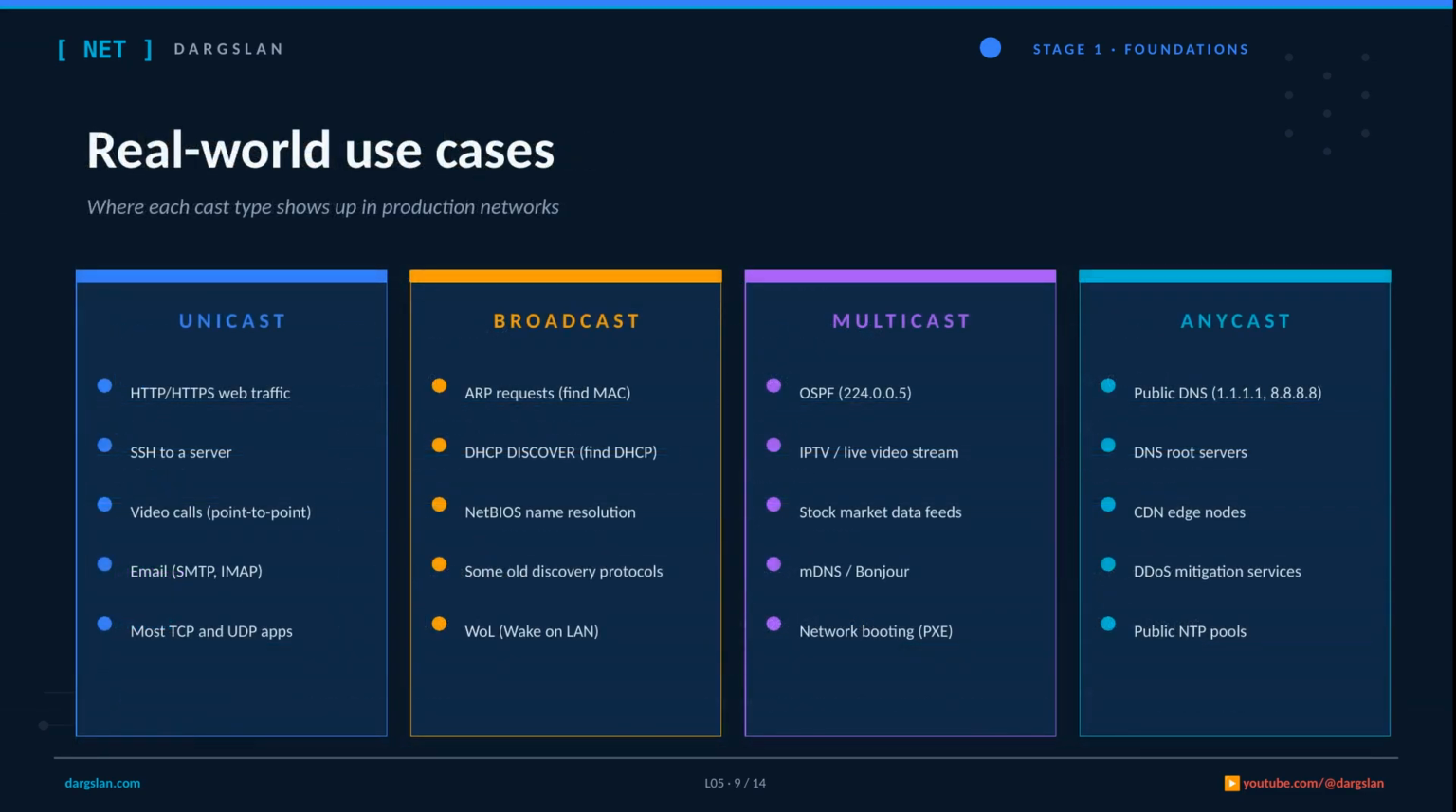With the theory settled, let's see where each cast type actually shows up in the networks you use every day. Unicast handles almost everything personal: your web browsing, SSH sessions, video calls, and email. Broadcast quietly powers local discovery, ARP finding a MAC address, DHCP handing out leases, or Wake on LAN booting a sleeping machine. Multicast drives efficient one-to-many delivery like OSPF routing updates, IPTV streams, and mDNS. And anycast is the magic behind public DNS resolvers, CDN edge nodes, and DDoS protection. One address, many servers, always the closest one answering.